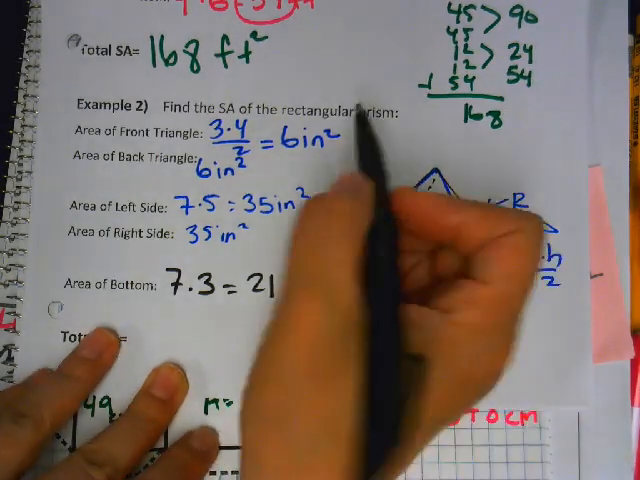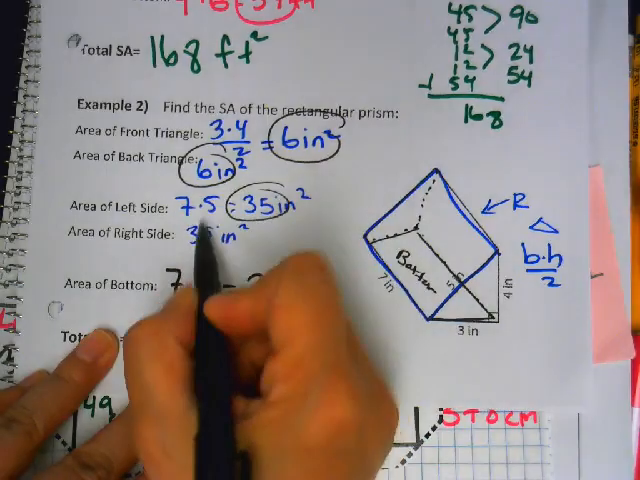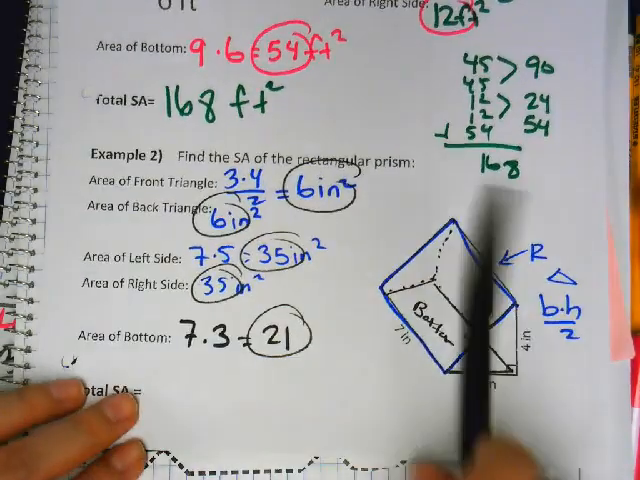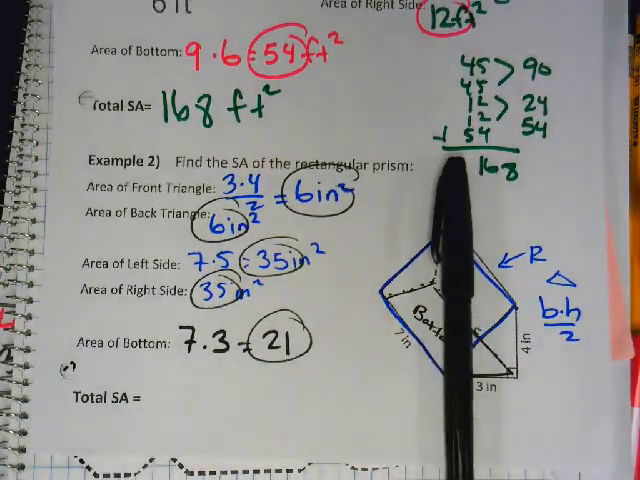All right. So add 6 plus 6 plus 35, 35, and 21. No, 35, 21.